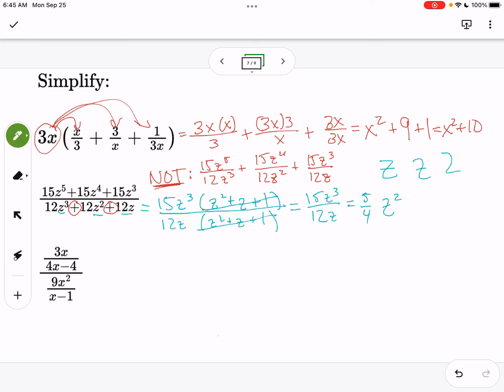So instead of applying some random method that I don't necessarily understand, just doing what my teacher told me to do, I'm going to rewrite my big fraction as division. That's all a fraction is. So I can rewrite this as 3x over 4x minus 4. I'm going to copy the numerator and divide by the denominator, 9x squared over x minus 1. Now, since I am dividing by a fraction, I can multiply by the reciprocal.